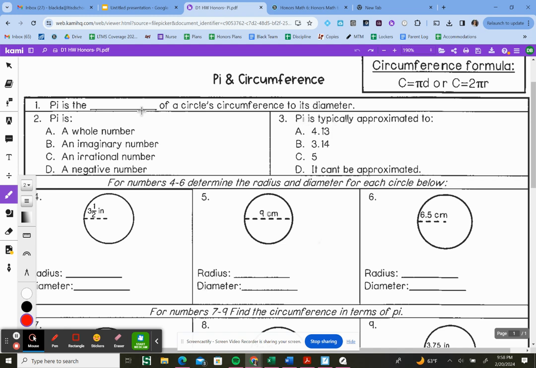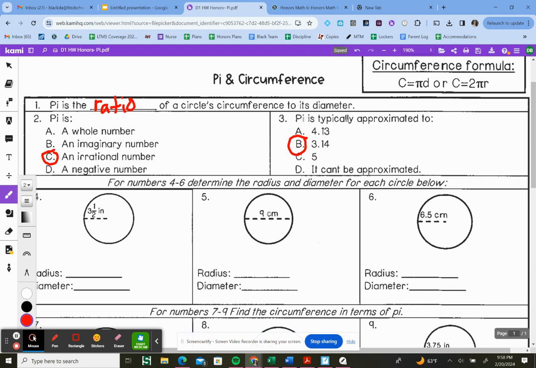So, first one, it says pi is the ratio of a circle's circumference to its diameter. Number 2, pi is an irrational number. It goes on forever and ever. So, since it goes on forever, we usually approximate it to 3.14.